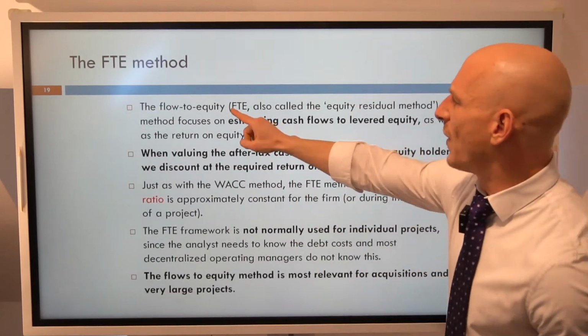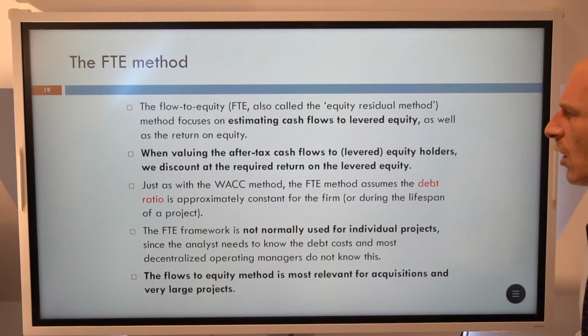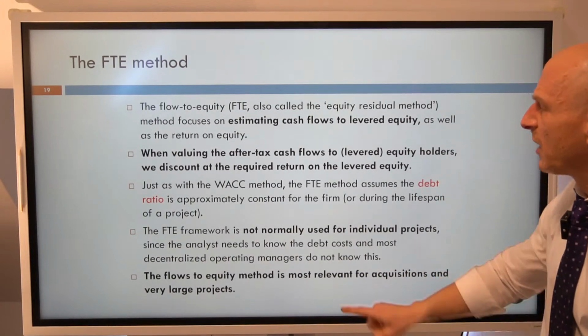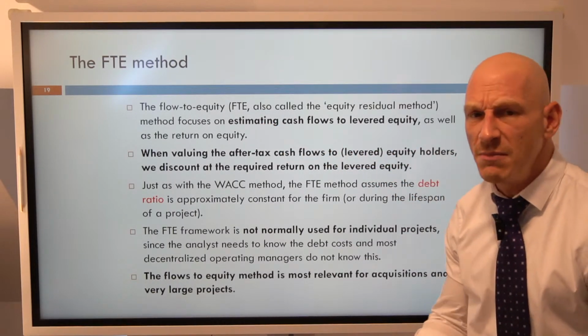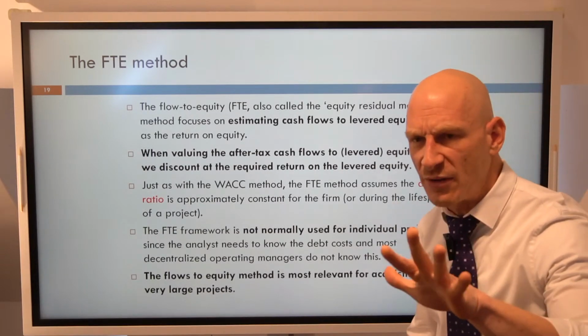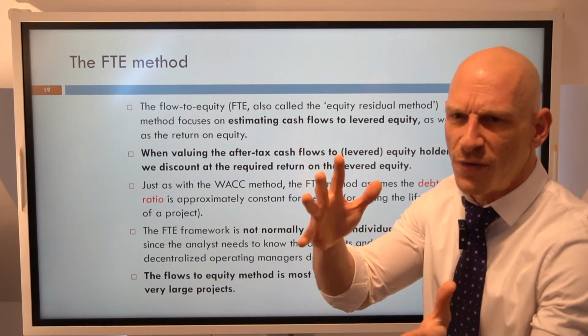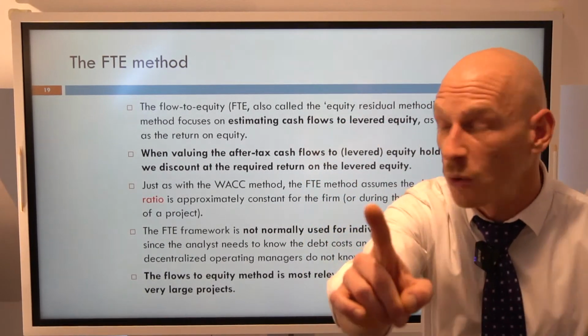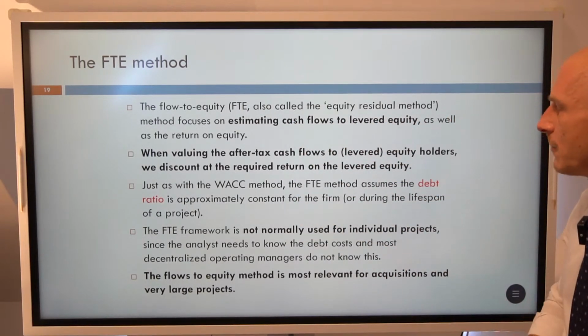So it's called flow to equity or equity residual method. What is at the core of it? Well, we are trying to estimate cash flows to levered equity. So that means we are trying to figure out the magnitude of the cash flows that go to the shareholders of a levered company. That's what this sentence here means.